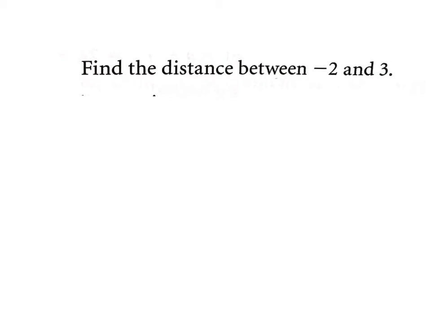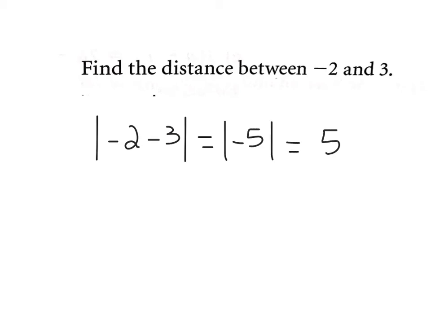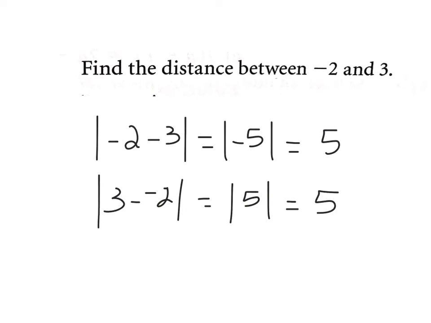So the last slide says find the distance between negative 2 and 3. You have two options. You can do negative 2 minus 3 inside absolute value. Hopefully you know that that is really negative 5, and the absolute value of negative 5 is 5. You could also do 3 minus negative 2, and hopefully you know that's really 3 plus 2, which is 5, and the absolute value of 5 is 5. So to find the distance between any 2 points on a number line, just subtract and find their absolute value. That's all you got to do.